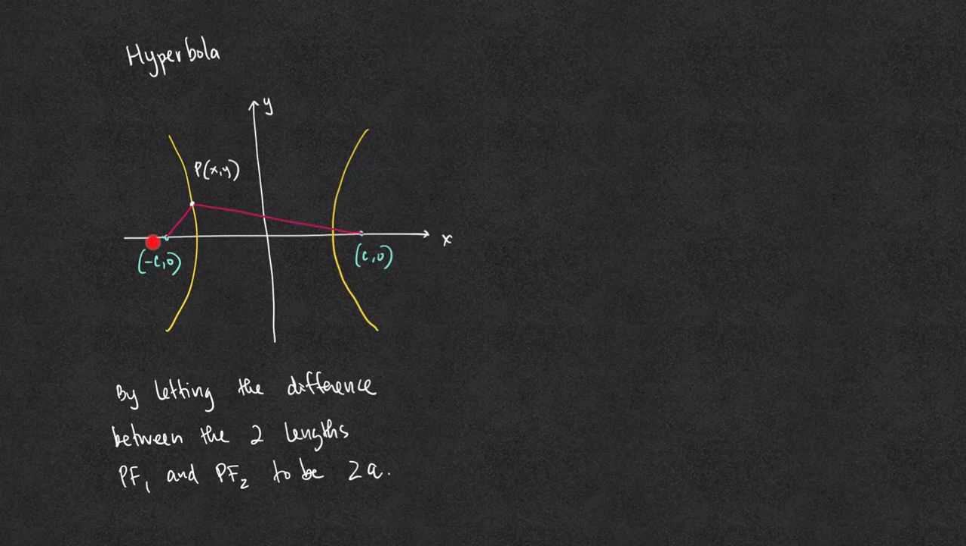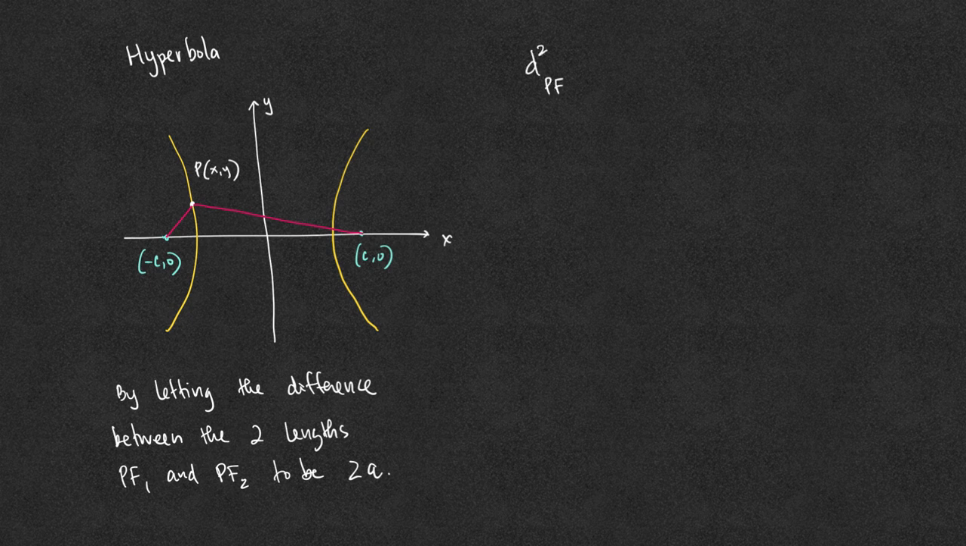Given the hyperbola with the coordinate axis, by letting the difference between the two lengths PF1 and PF2 to be 2a, we will derive the equation for the hyperbola. First, we need to find the length PF1 and PF2, where we will use a distance formula. To avoid working with the square root, we will find the distance square for now.